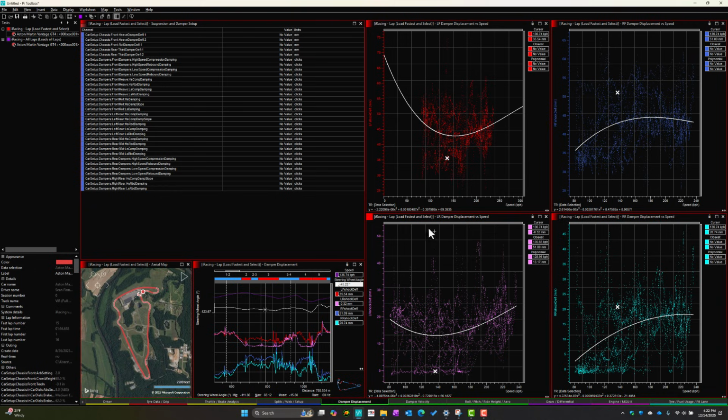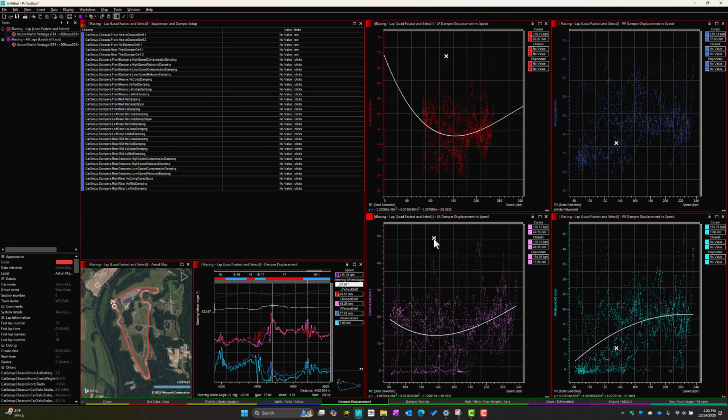It's also worth pointing out that just because 2 dots or 3 dots or a bunch of dots are next to each other on a graph, it doesn't mean they happened right next to each other. They could be different parts of the lap that just have the same value. So in this case, if I cycle through them a little bit, that's turn 16, 17, 16, 17, 16. Okay, so that's all kind of the same part of the car.